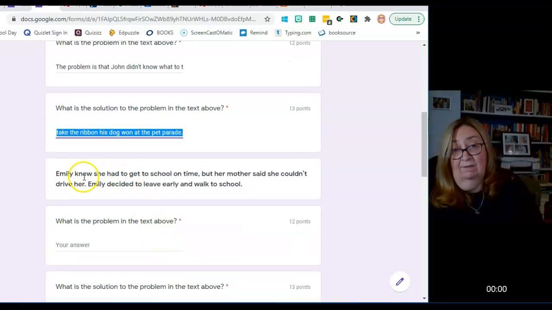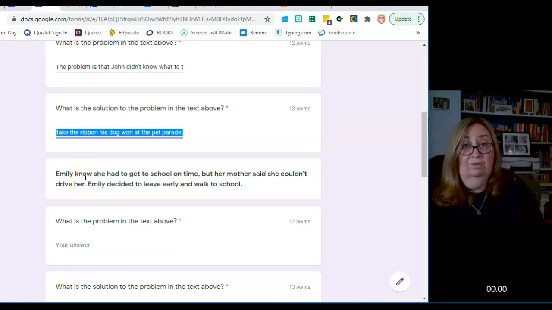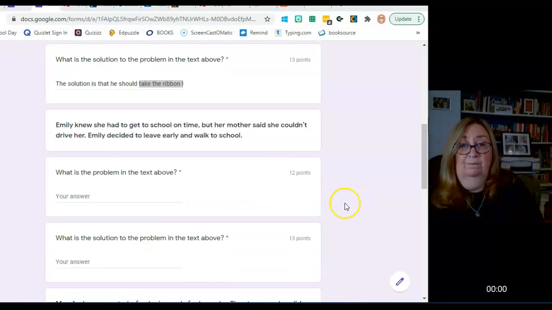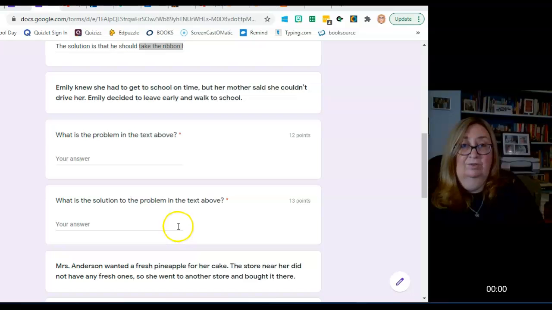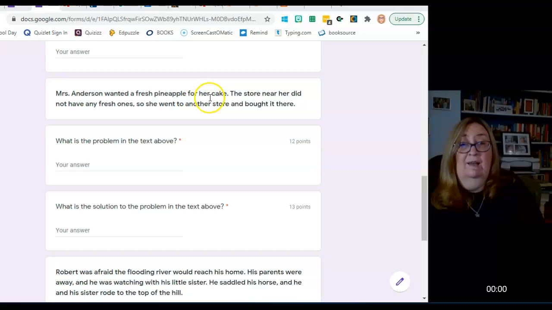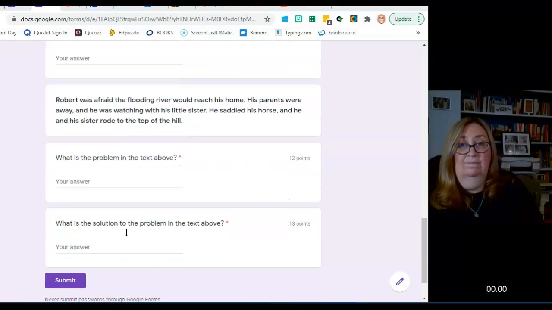I'm going to read through the paragraphs with you, and then I'm going to be done and let you do the other 3 yourself. Emily knew she had to get to school on time, but her mother said she couldn't drive her. Emily decided to leave early and walk to school. I need the problem and the solution in complete sentences. Mrs. Anderson wanted a fresh pineapple for her cake. The store near her did not have any fresh ones, so she went to another store and bought it there. I need the problem and the solution in complete sentences.